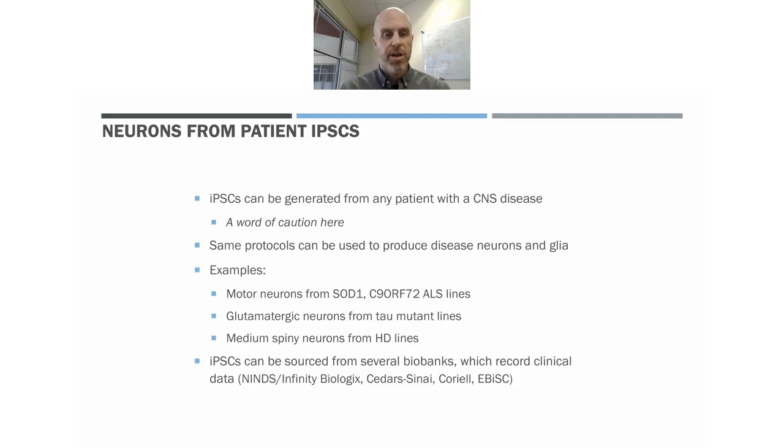And these cells, these iPSCs, are available from many academic groups, and they're also, of course, available from biobanks. Please reach out if you want to find some and you're having trouble. We help groups do that all the time.